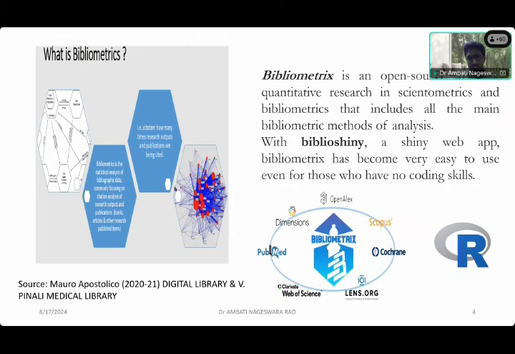So we're going to use the Biblioshiny app as a part of today's session. With the help of Biblioshiny, one can get data from Scopus, Cochrane Library, Lens.org, Web of Science, PubMed, Dimensions, OpenAlex. So these are some of the databases the bibliometrix software supports.